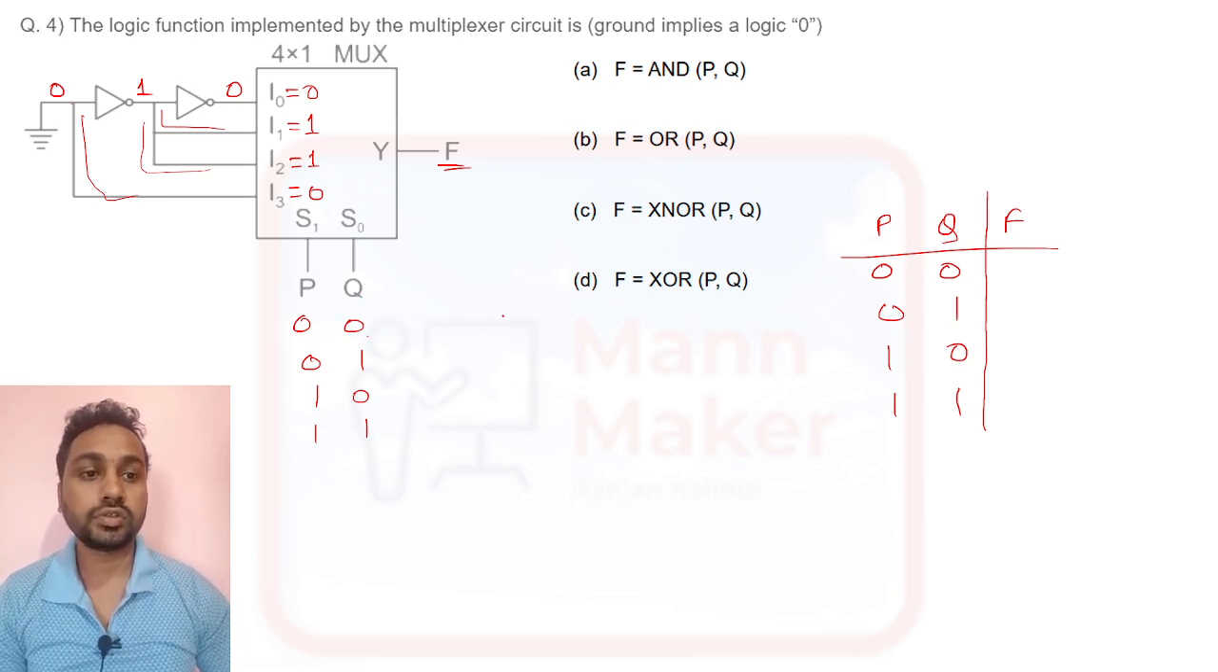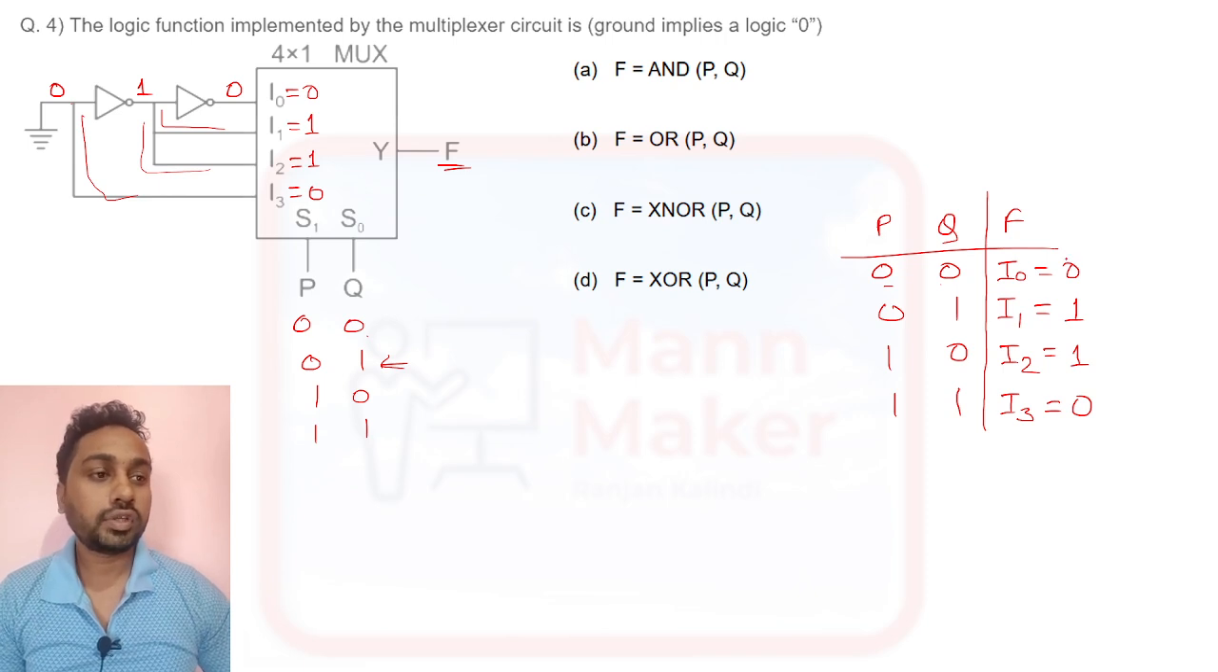Suppose it is 0 0. In the 0 0 case it is going to select I0, that is 0. The next condition, when the select lines are 0 and 1, it is going to select I1 as an output, and it is 1. When 1 0 is there, then the output will be I2, that is 1. And in the 1 1 case it will be I3, that is 0.